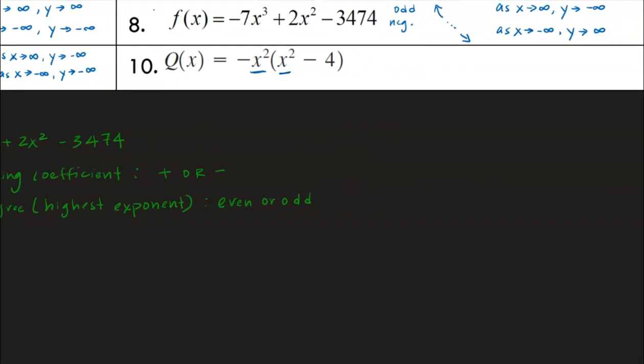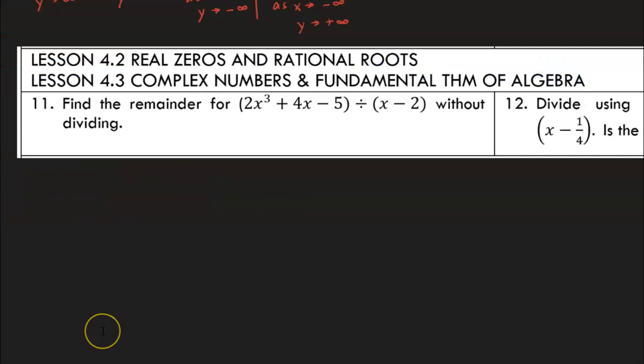Next. Let's just look at the first terms. So negative times a positive, that's going to be a -1. X to the 2nd times x to the 2nd, we add the exponents like that. Once again, that's going to look like a concave down parabola. So as x approaches positive infinity, y approaches negative infinity. As x approaches negative infinity, y approaches negative infinity. Okay? Good job, guys.